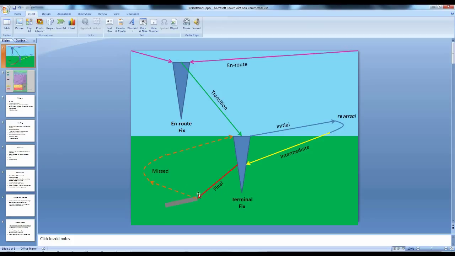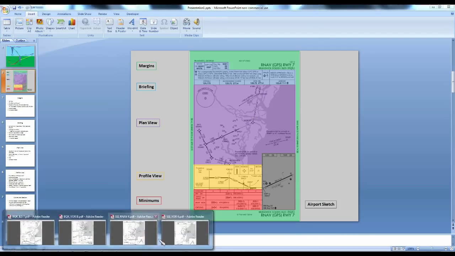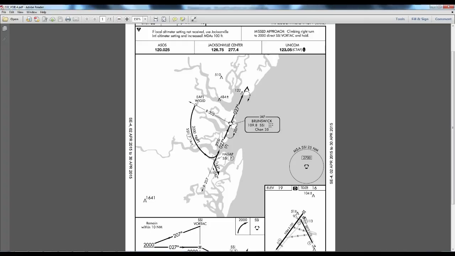So yeah, missed will take you away from the airport, back up into the en route environment, and they always take you to a holding pattern. See, like on this one, or on our approach, it takes you back to Brunswick, where you fly this hold at Brunswick. The reason it takes you to a holding pattern is to give you time to decide what you're going to do. Remember, you just went missed, you still got to get this plane on the ground, and you only have so much fuel.